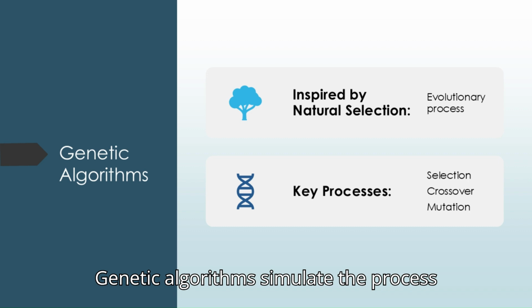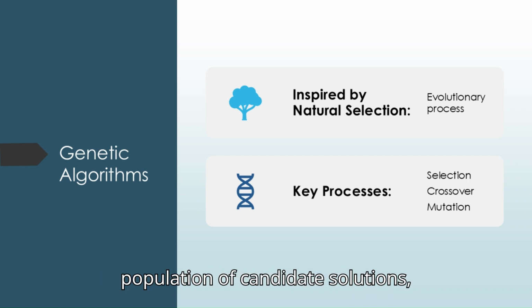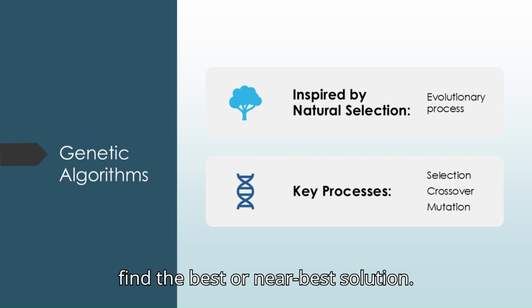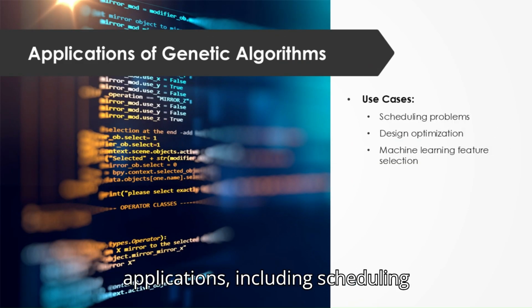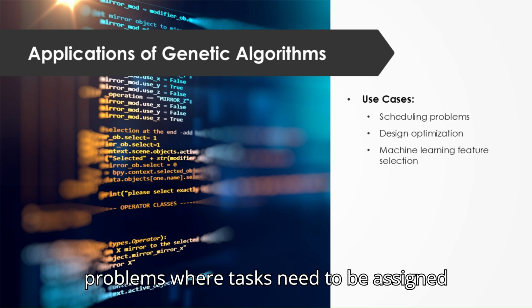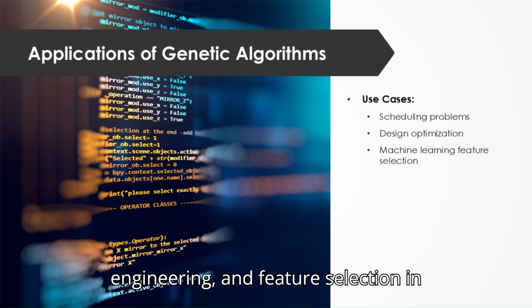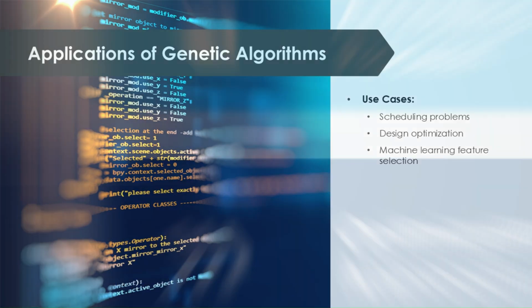Genetic algorithms simulate the process of natural evolution. They work with a population of candidate solutions, applying operations like selection, crossover, and mutation to evolve solutions over generations, aiming to find the best or near-best solution. Genetic algorithms are used in various applications, including scheduling problems where tasks need to be assigned efficiently, design optimization in engineering, and feature selection in machine learning to improve model performance.